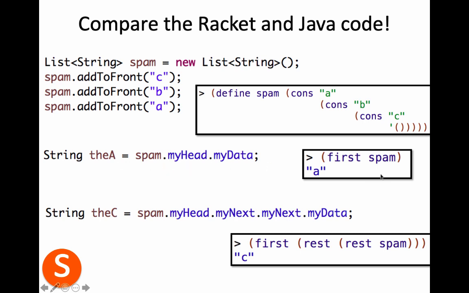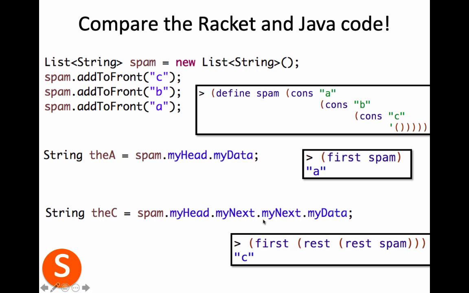And we know that we can use first and rest with Racket. So I could do first of spam to get the A. And to get the C, I can call rest and then first. So I think it's interesting to note with the spam, with Java, I had to get the head first and then get the data. The data was kind of like the equivalent of first. That's because we have this distinction between a list and a list node that we didn't have in Racket.